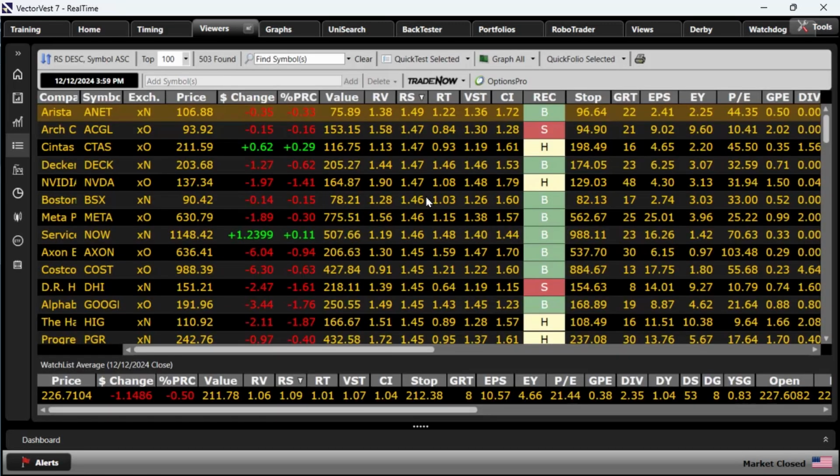You click on relative safety. That force ranks all 500 stocks by relative safety. We're looking at the stocks at the top of the list with the highest relative safety score, and inherently the safest stocks in the database.